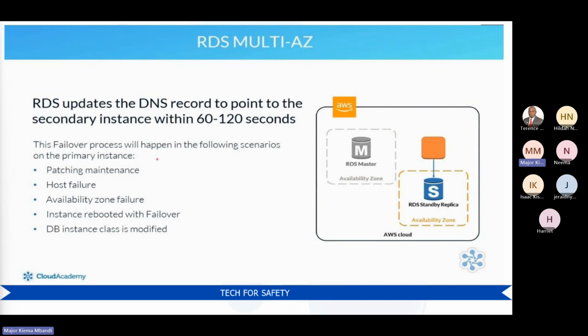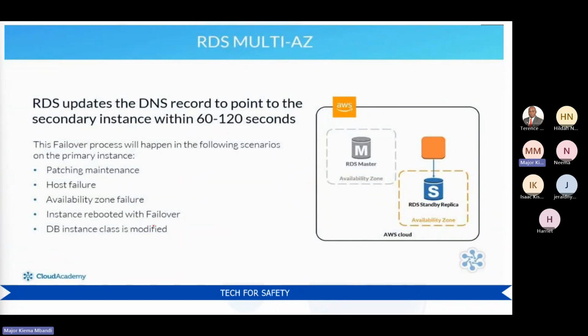So the failover process will happen in the following scenarios on the primary instance. 1, if patching maintenance is happening to the primary instance. Also host failure, so the instance that is running your RDS has a failure. Availability zone failure, so if there is an outage in the whole availability zone that's running your DB instance, of course, you'll be able to serve. And also instance rebooted with failover. So if it's rebooted with failover, or the DB instance class is modified.